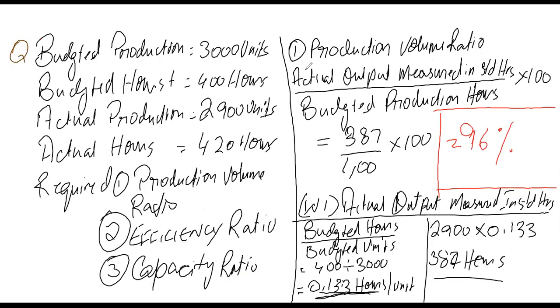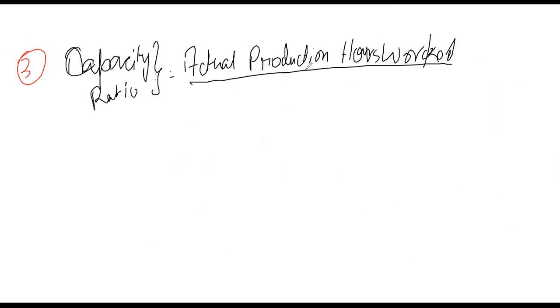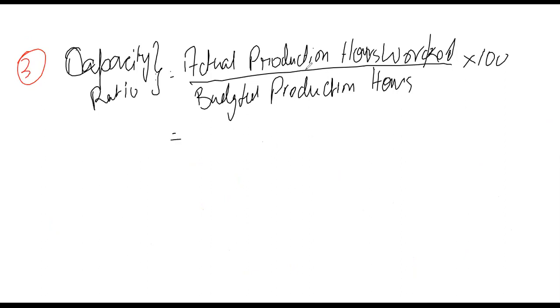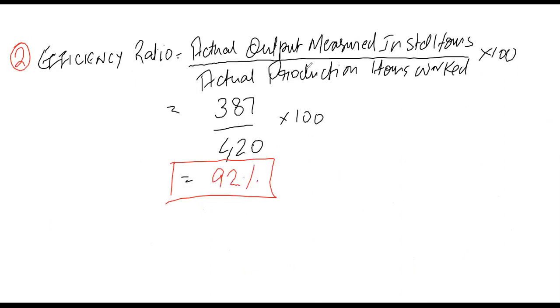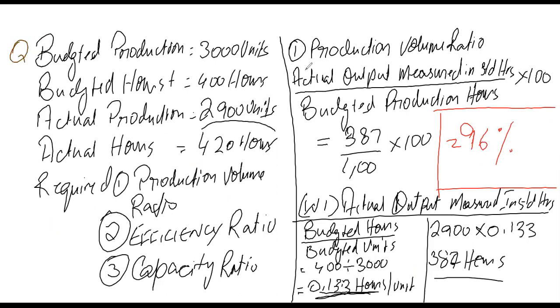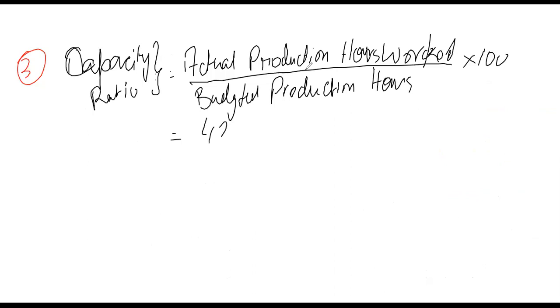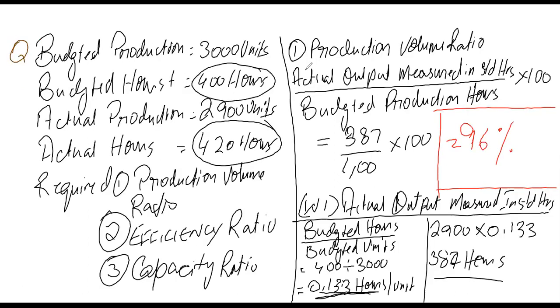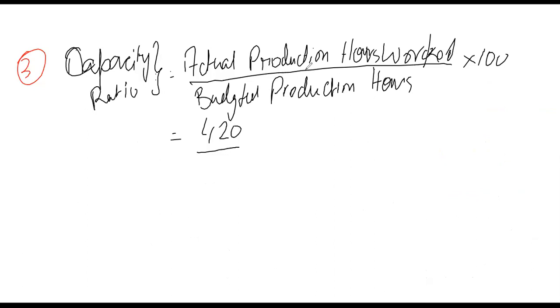Now we are being given the actual hours. We are also being told the budgeted production hours, multiplied by 100. The actual production hours worked is 420 hours divided by budgeted production hours is 400 hours. Using these two given measurements, I can calculate the capacity ratio.